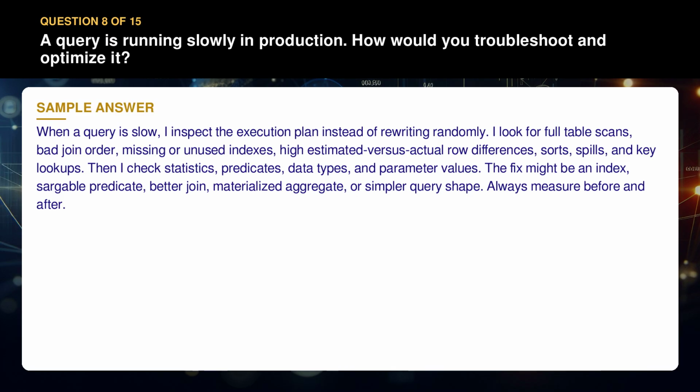I look for full table scans, bad join order, missing or unused indexes, high estimated versus actual row differences, sorts, spills, and key lookups. Then I check statistics, predicates, data types, and parameter values. The fix might be an index, sargable predicate, better join, materialized aggregate, or simpler query shape. Always measure before and after.